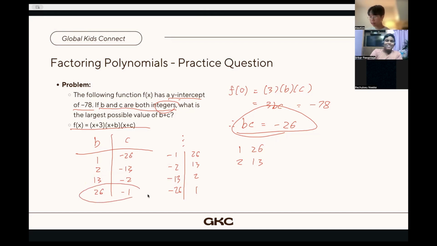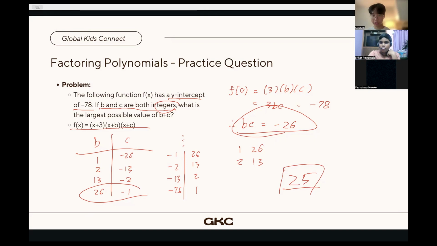But then our last possible addition, 26 plus minus 1, we get positive 25, which is our theoretical largest value of B plus C. And also the other way around, it's the same values that we get. And so our final answer for what is the largest possible value of B plus C would be 26 minus 1, which equals positive 25. So our final answer will be positive 25.